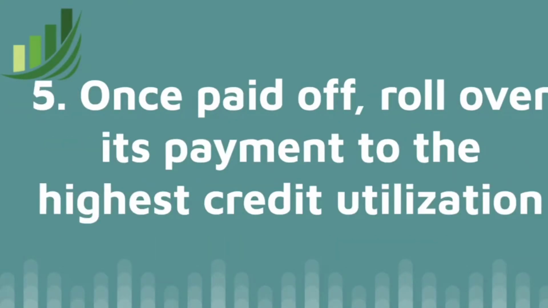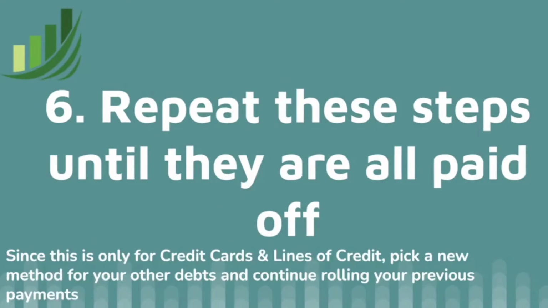Step 5, once paid off, roll over its payment to the highest credit utilization. So once you pay it off, you now have additional money and you want to take that and pay it towards the next highest credit utilization. Step 6, repeat these steps until they're all paid off.